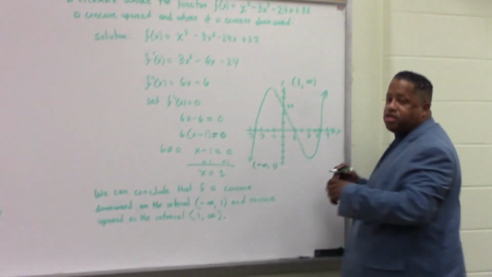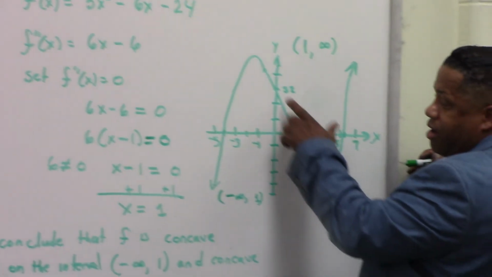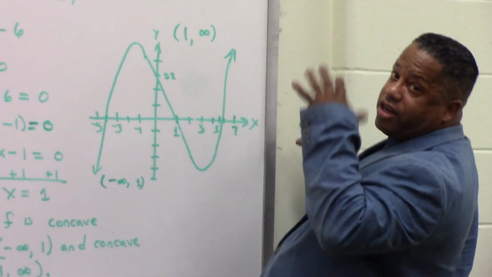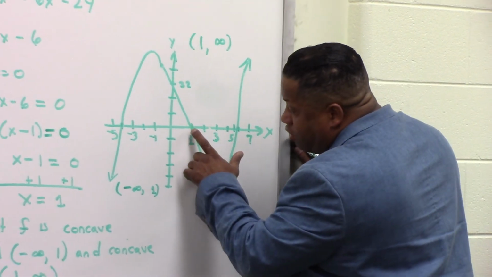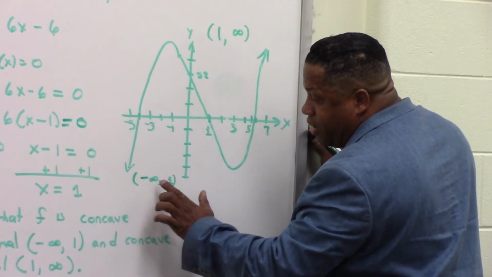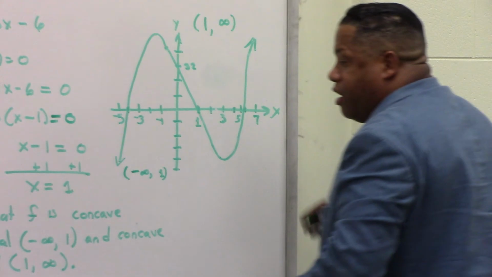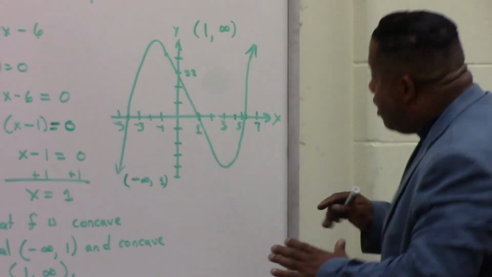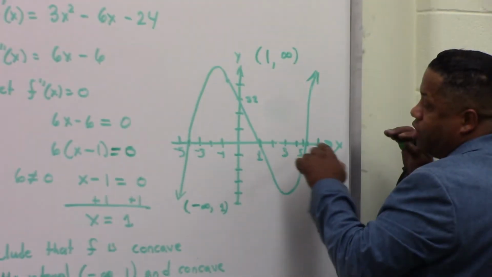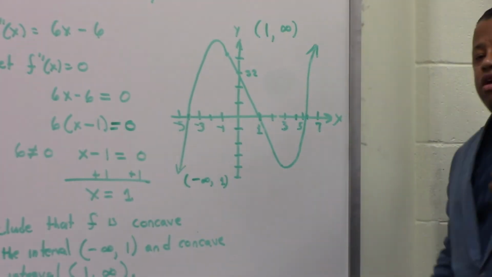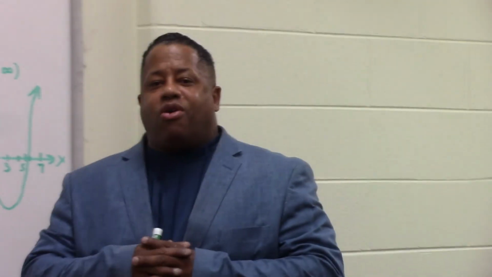As you see, this is only a sketch of the graph. Here is where we're getting ready to get into an inflection point, which we'll cover in the next video. From negative infinity to 1, it's concave downward, and from 1 to positive infinity, it is concave upward. This concludes the video on concavity.